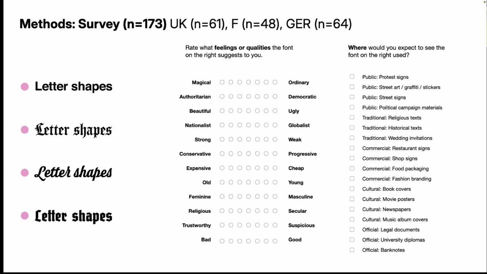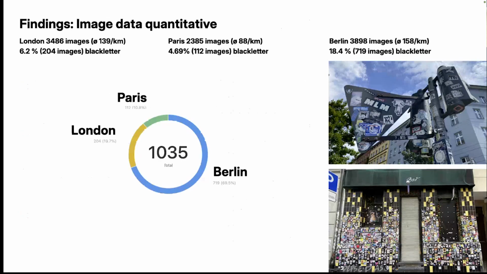I've asked for associations, evaluating 4 type styles, 2 blackletter, 2 controls in a semantic differential scale, 12 pairs, and I matched 18 expected areas of use against these 4 typefaces. When we look at the image data, I have 3 slides with quantitative things, just a few differences to highlight before I go into more qualitative things.